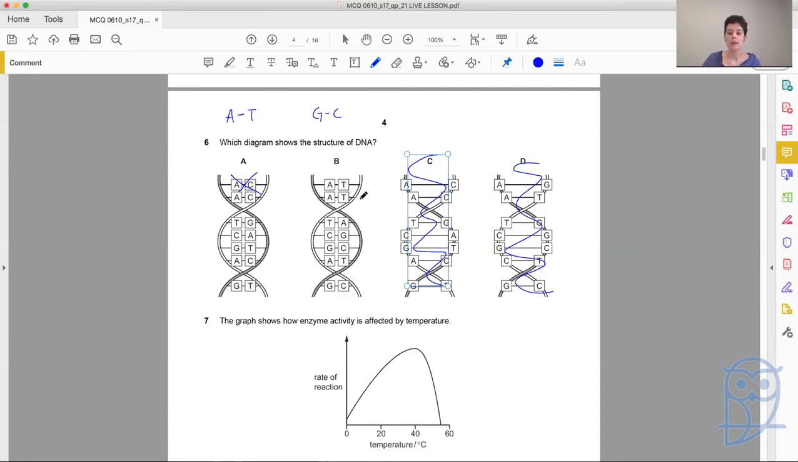If we look on B, we have AT, AT, TA, CG, GC, AT, GC. Those fall into the pairs that we're allowed. So our answer for the structure of DNA is B. Our bases are in between our backbones. A only bonds to T, G only bonds to C.